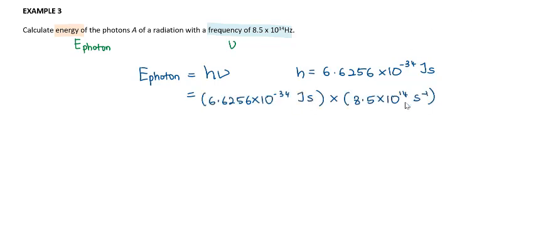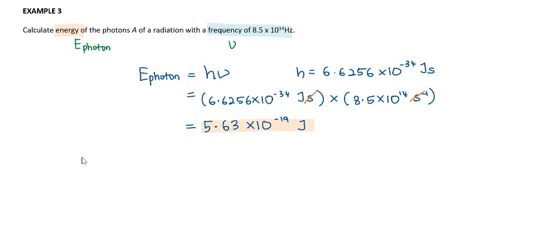So ingat balik, 1 Hertz adalah 1 per second. So tukar dia kepada per second. So kita boleh cancelkan the second. You will get the energy in joules. So energy ni mesti dalam unit joules. If you press your calculator, you will get your answer 5.63 times 10 to the power of minus 19 joules.